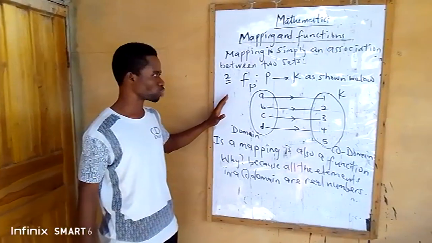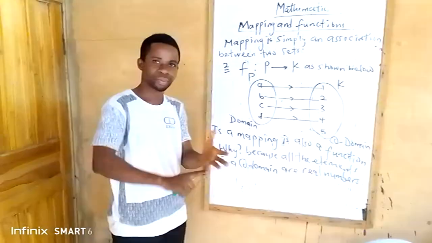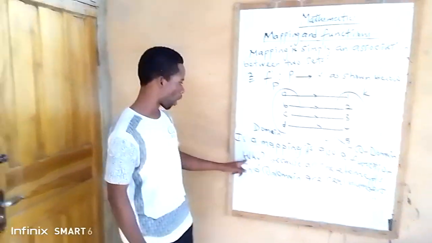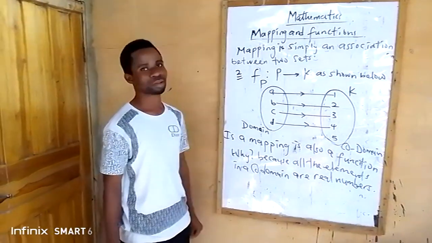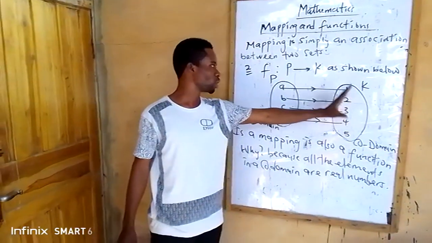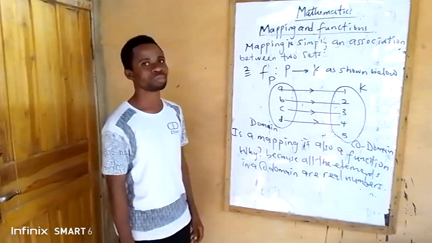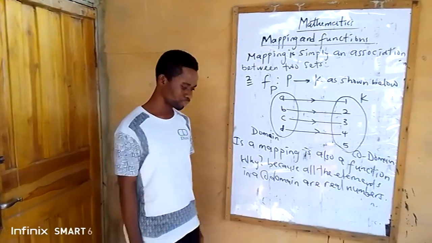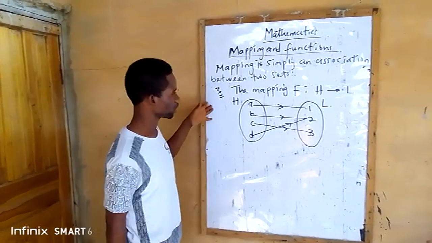But in these situations, whereby the elements in codomain are real numbers, this diagram is a mapping, is also a function. That's why I say it's a mapping, it's also a function. Why? Because all the elements in a codomain are real numbers. And like I told us earlier, those ones that are paired with domain, they are image, or we call it range. But all of them from 1 to 5, they are codomain. That's example 2. Look at this example 3.